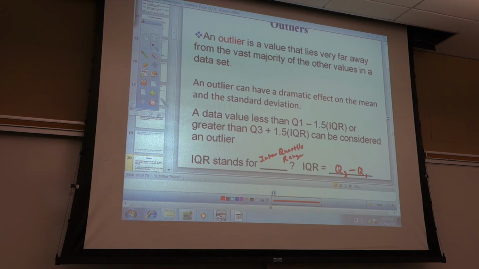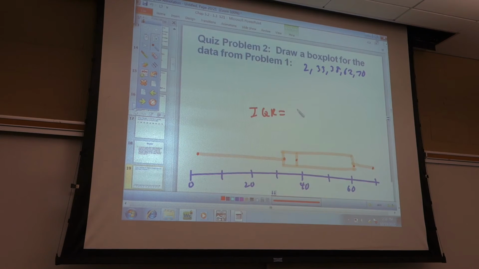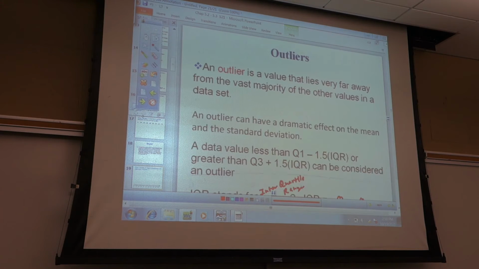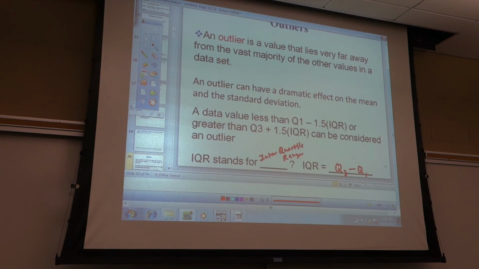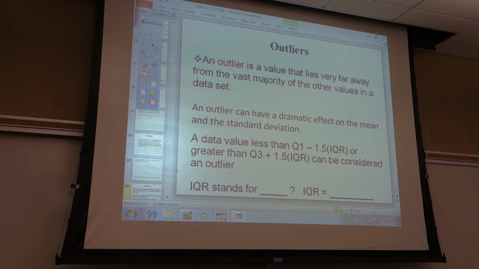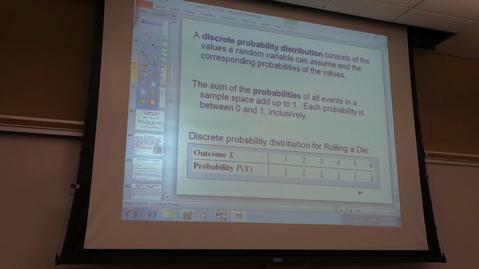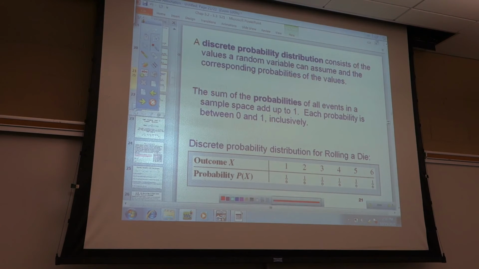Okay, Maddie W. 29. How'd you find it? Q3 minus Q1. So 62 minus 33. And you got 29. Yeah. Good. Great. That's easy, right? That's an easy 2 points on the exam. Good? Okay. Perfect. All right, then we got into chapter 5.